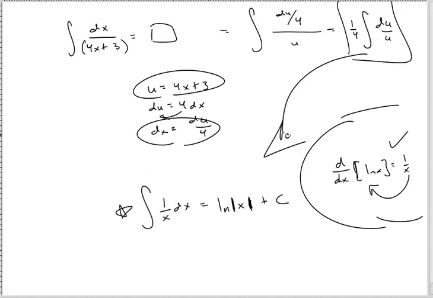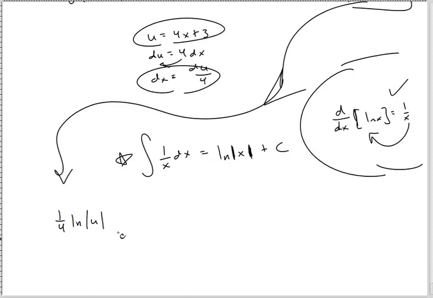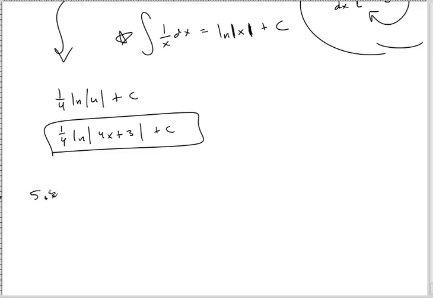So guess what you're going to have for your actual answer? The 1/4 is in the front, ln of absolute value of u. Okay? Plus c, I believe, right? Yeah. And, of course, we cannot leave it with a u. It's got to be the 4x plus 3. And there you go. There's your answer. Now we're done. These are fun problems.